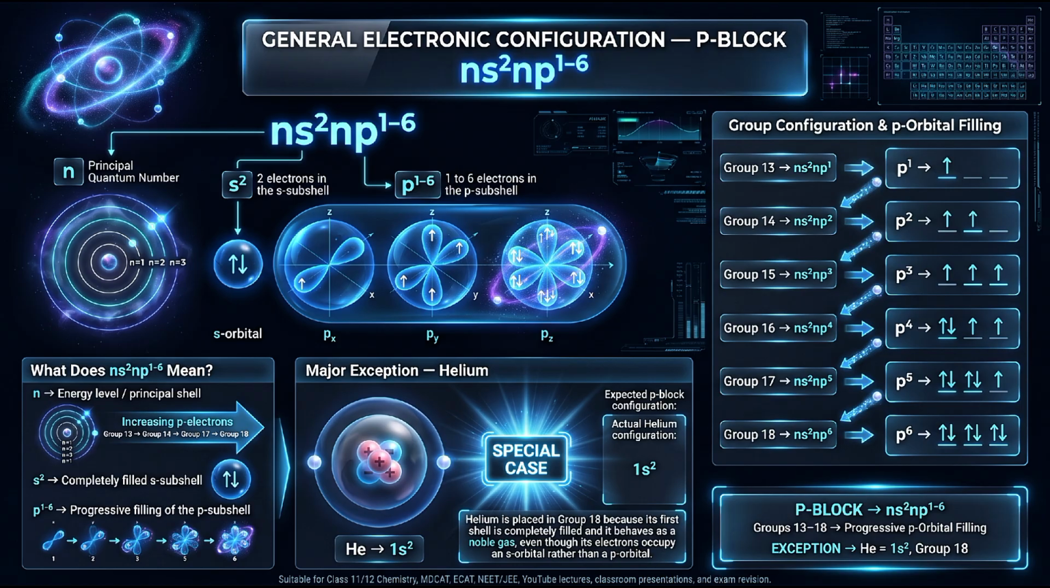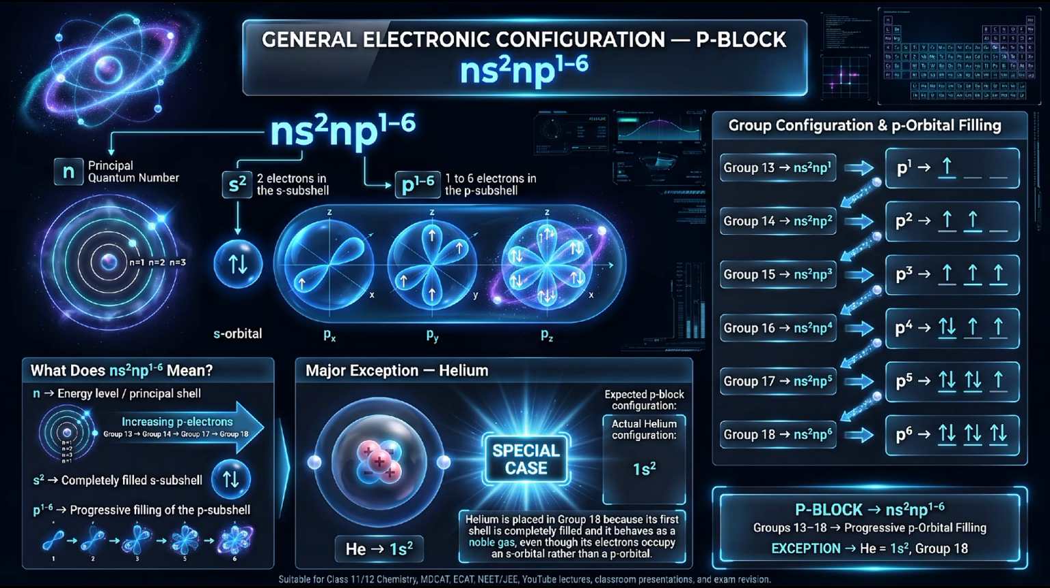For example, suppose an element has the outer configuration 4s², 4p³. The p-subshell contains 3 electrons, so this element belongs to group 15. If another element has an outer configuration 3s², 3p⁵, it belongs to group 17. If an element has 5s², 5p², it belongs to group 14. This method is extremely useful in chemistry examinations because the valence shell configuration can directly reveal the group of a p-block element. The p-block configuration is therefore much more than a formula to memorize.